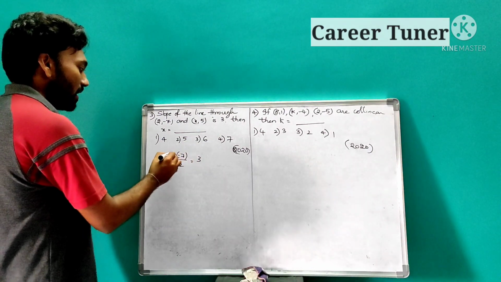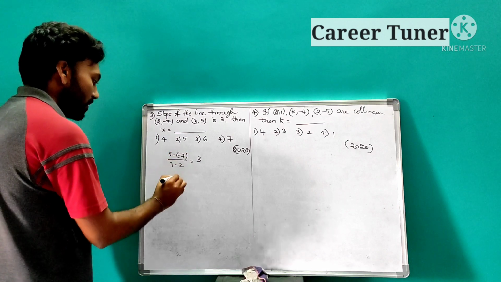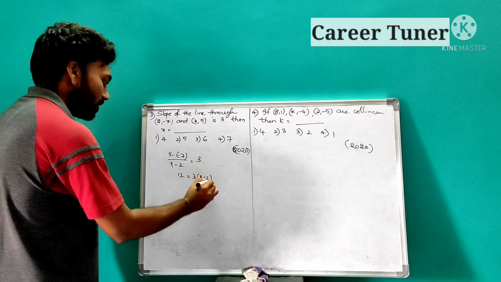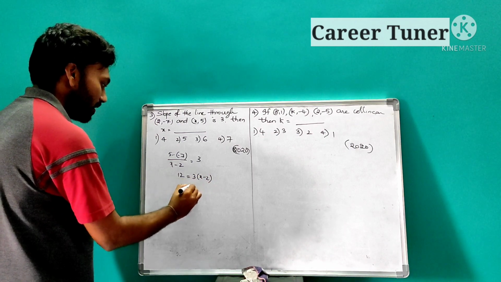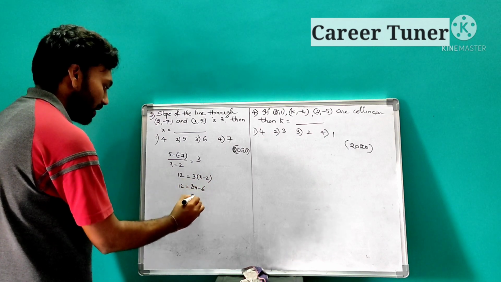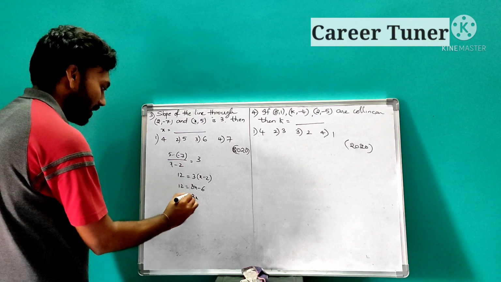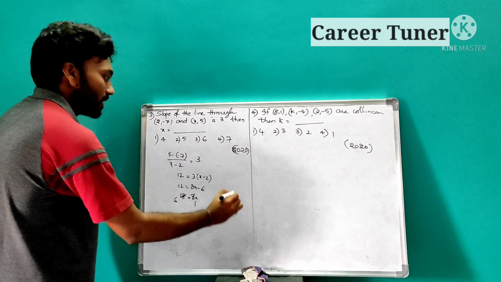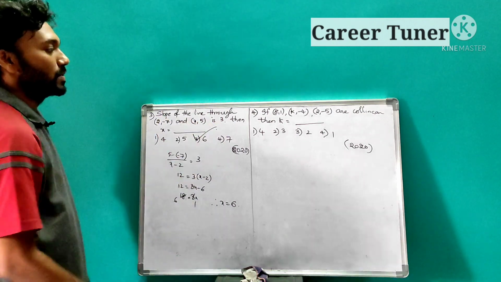Now minus of minus becomes plus. So 5 plus 7 is nothing but 12, which is equal to 3 into x minus 2. So 12 is equal to 3x minus 6. So 3x is equal to 18. 3 sixes are 18. Therefore x is equal to how much? 6. The third one is our option.